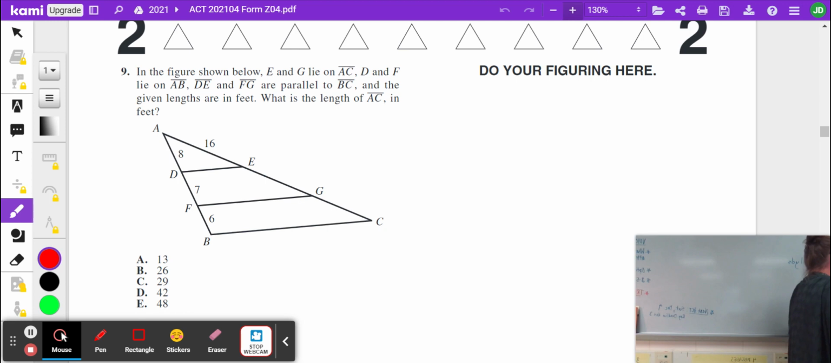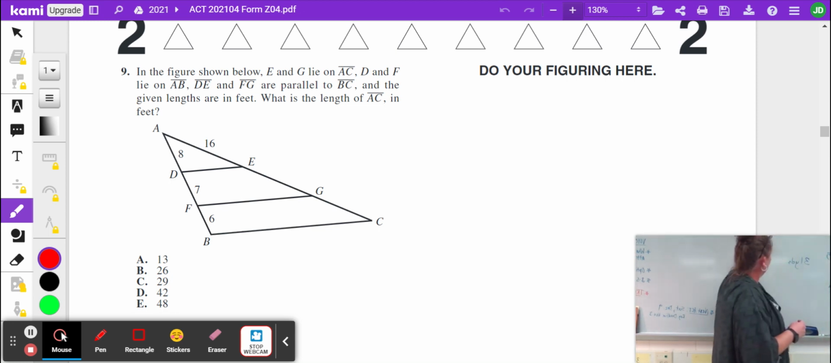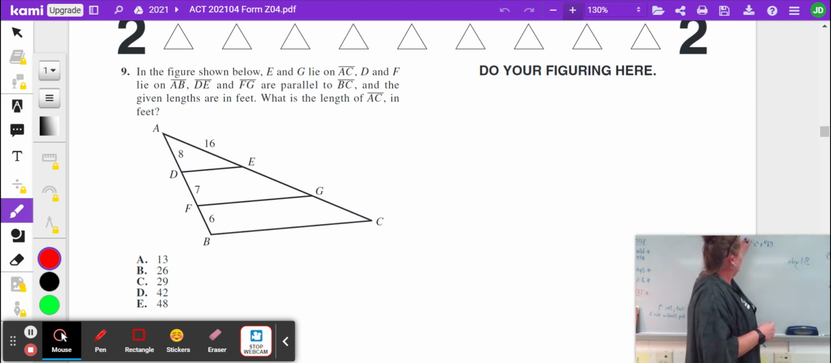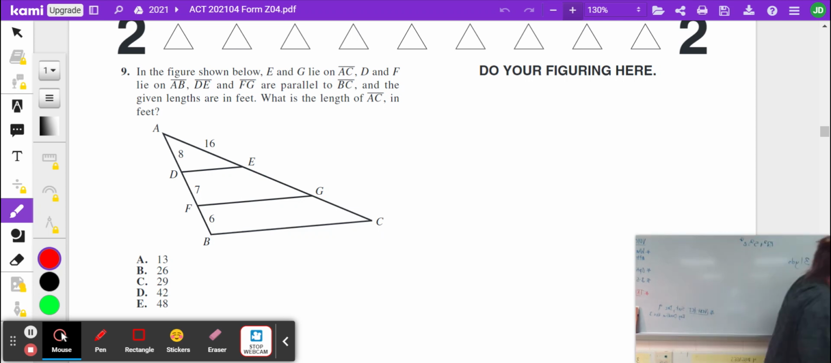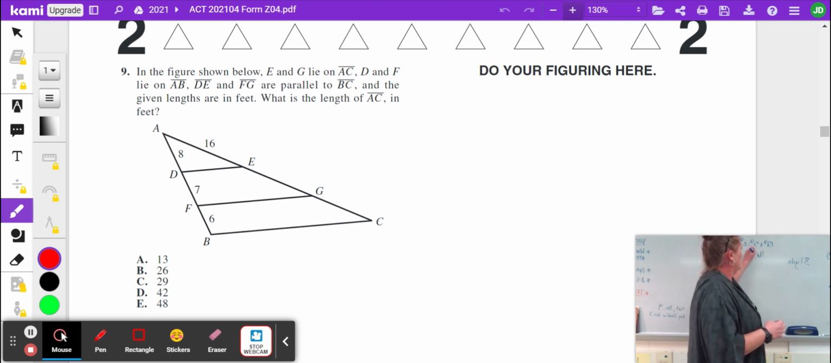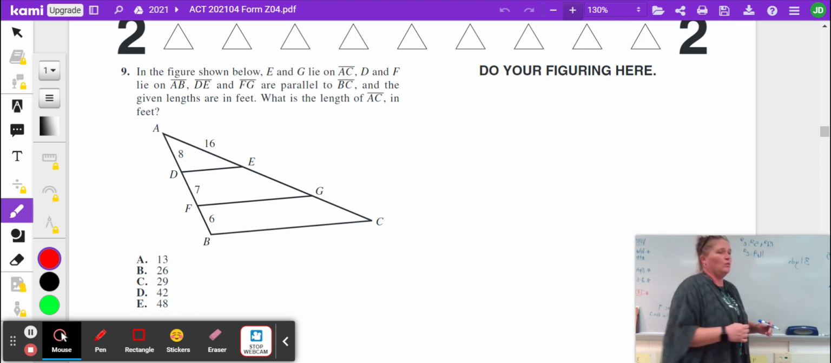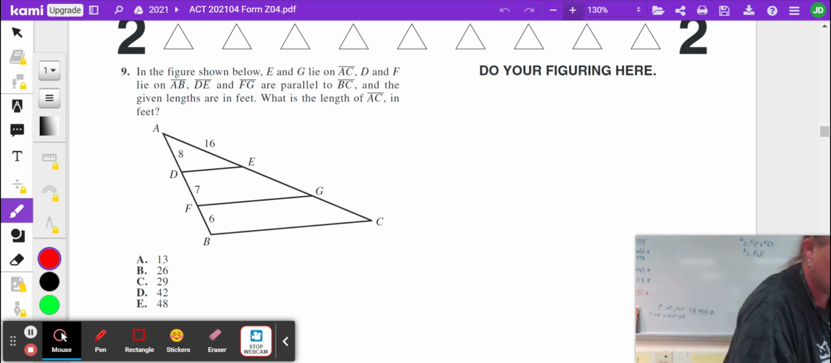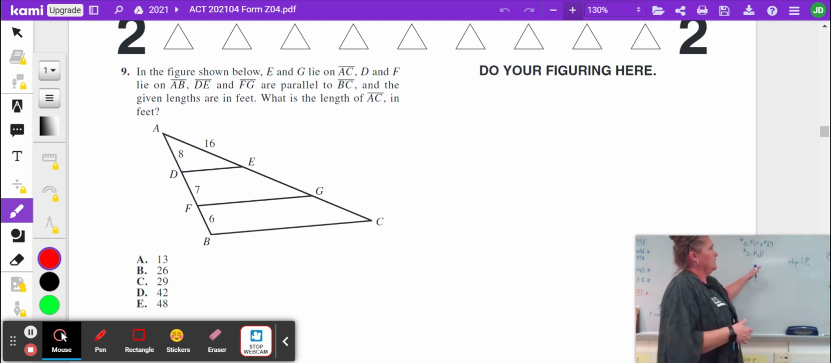Which is 10. Gotta do it again here. So 12 squared plus 5 squared equals c squared, because I don't know this portion. So 144 plus 25. Is that right? Are you looking at my math? Square root of 169, 13.